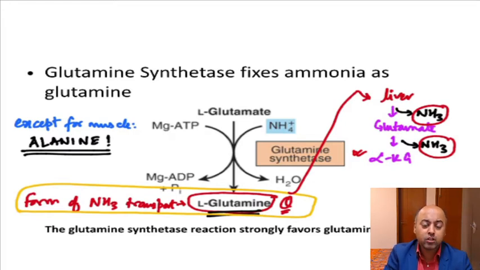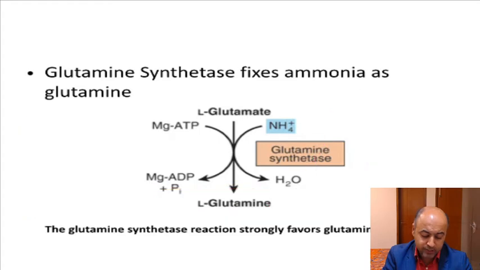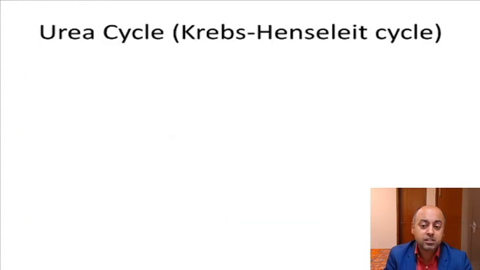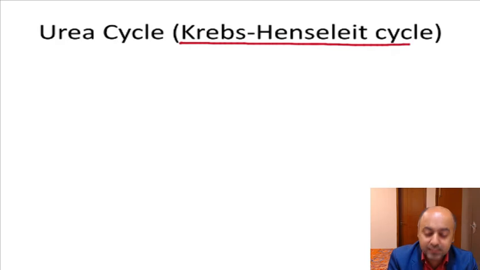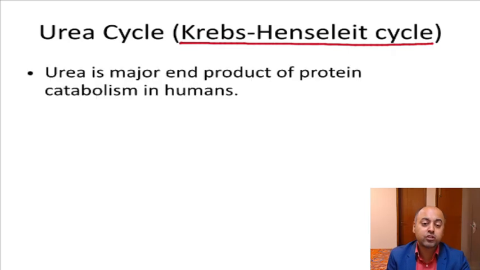So let us now go on to the urea cycle reaction, which is stage 4 in the metabolism of the amino group. Please note, the urea cycle is also known as the Krebs-Henseleit cycle, named after the two scientists who worked on this pathway. So about the urea cycle, what are the points you have to remember?